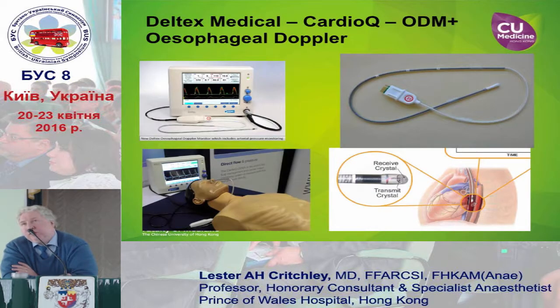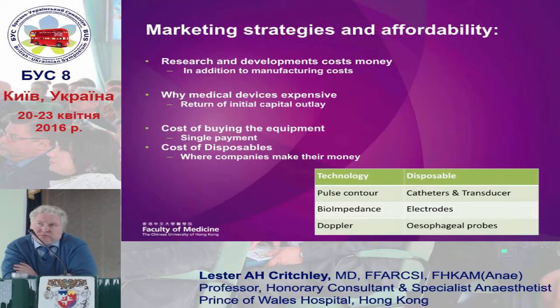The other way of using Doppler is to put a probe into the patient's esophagus and measure from the descending aorta, as shown in the lower right picture. So you can see a probe that is put through the nose, so it has a disposable probe.